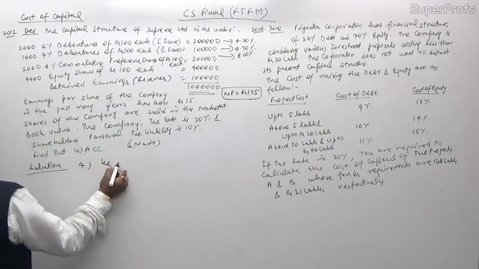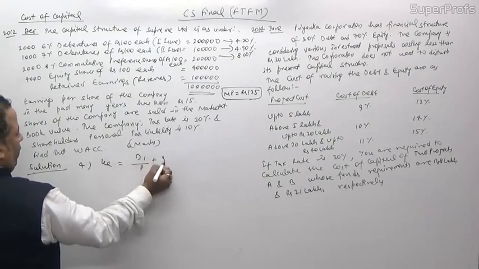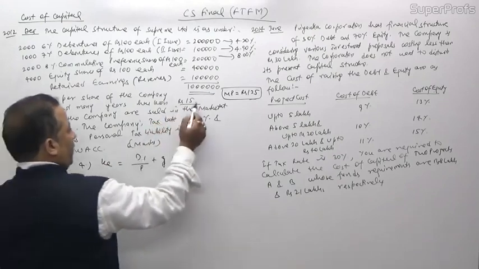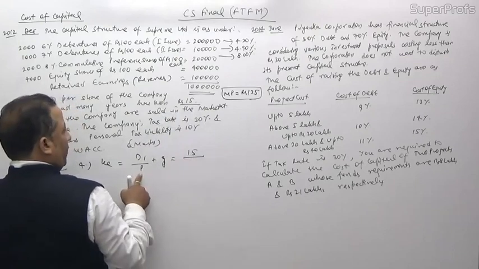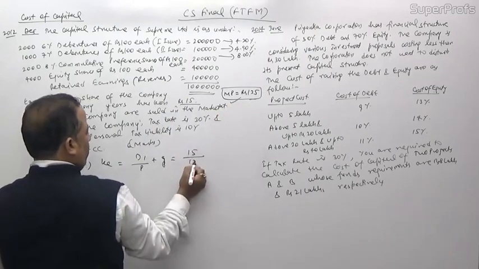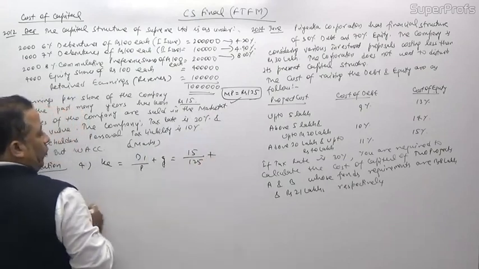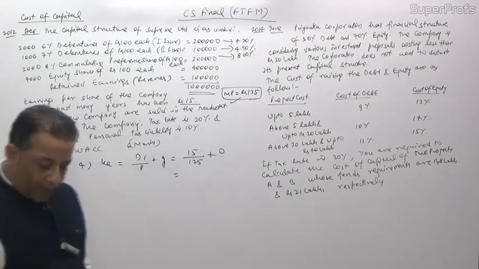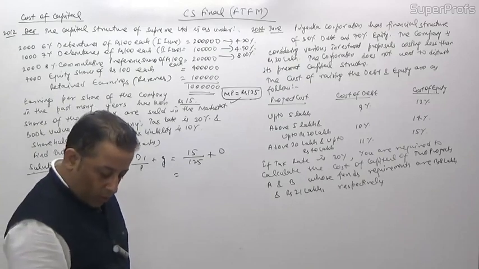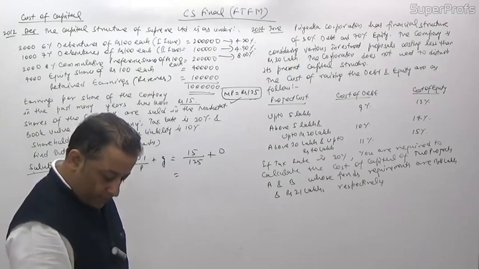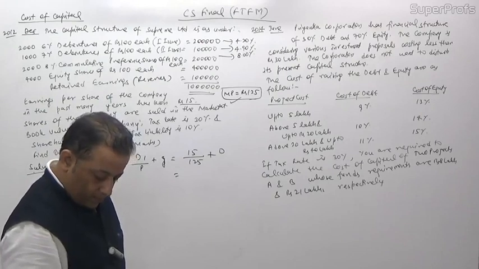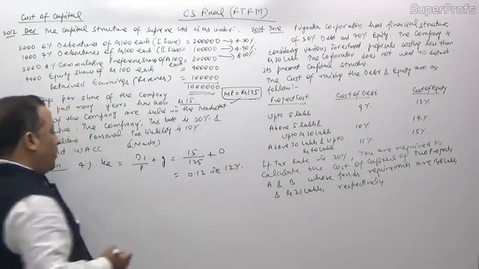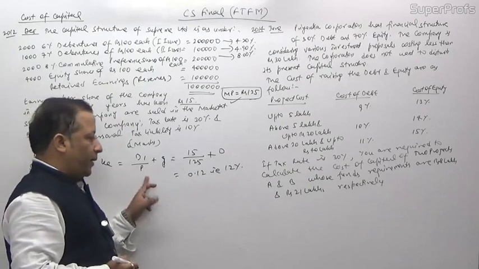Fourth point, the cost of equity: D1 divided by P plus G. D means dividend, not given, but the earning is rupees 15 per share. P means flotation price, not given, market price of equity share 125. G stands for growth rate, also not given. 15 divided by 125 is 0.12, that is 12%.